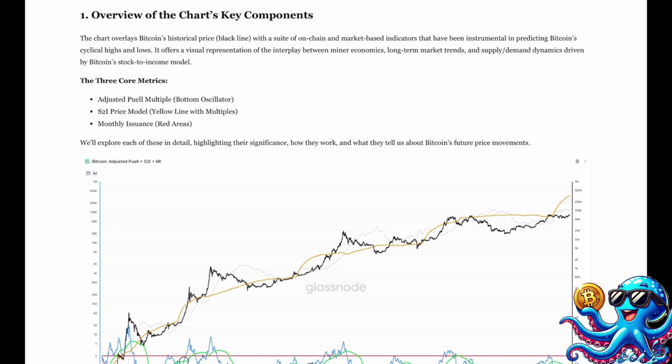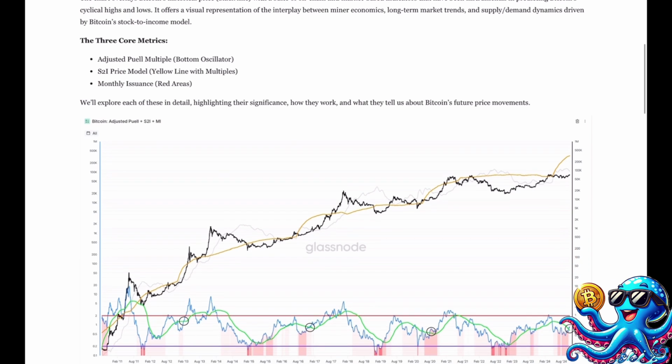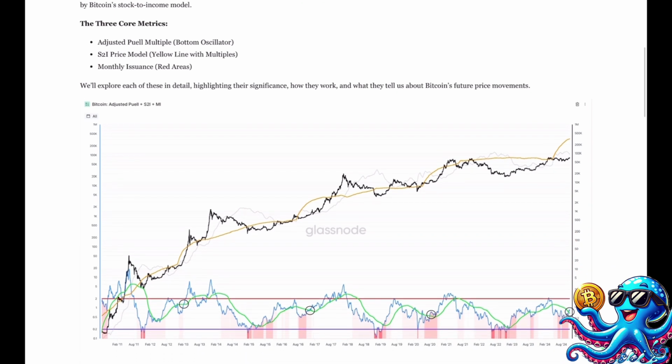Adjusted pool multiple bottom oscillator. S2I price model, yellow line with multiples. Monthly issuance, red areas. We'll explore each of these in detail, highlighting their significance, how they work, and what they tell us about Bitcoin's future price movements.